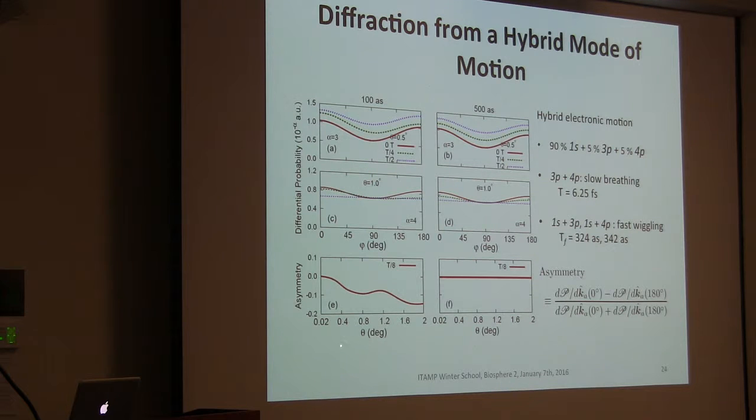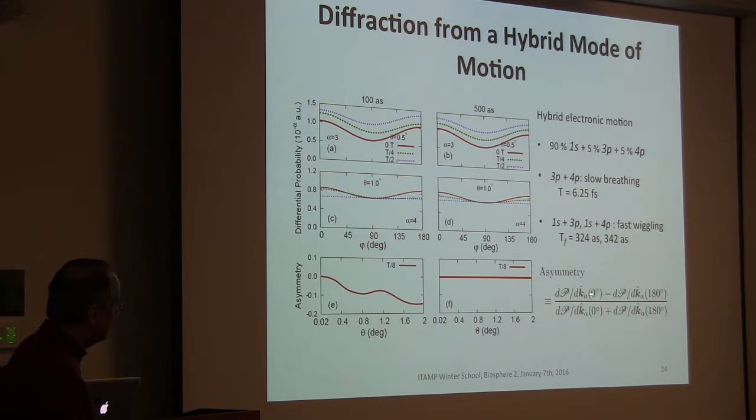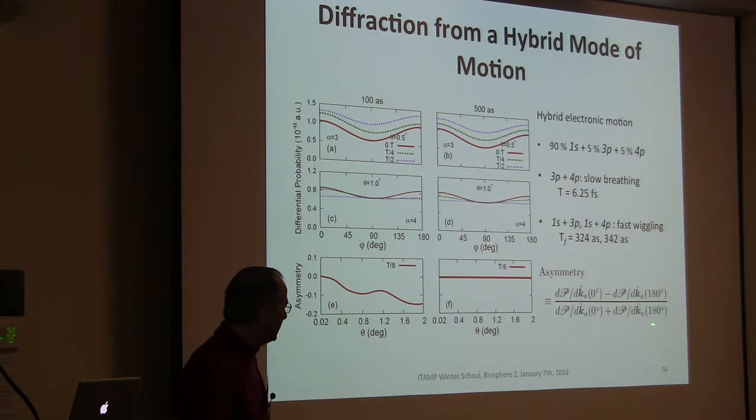And if you look as a function of theta, at t equals 1/8, you have this oscillatory motion, whereas for 500 attoseconds, you have a flat distribution. This is the difference. This is a measure of the asymmetry, as I'm glad Brett defined in his lecture: the electrons scattered at 0 degrees minus electrons scattered at 180 degrees over the sum. This is a normalized asymmetry.